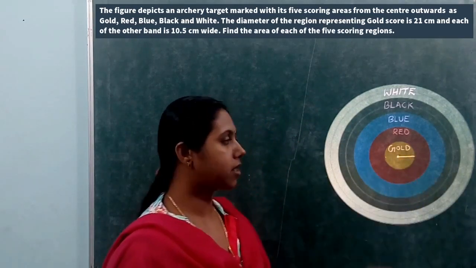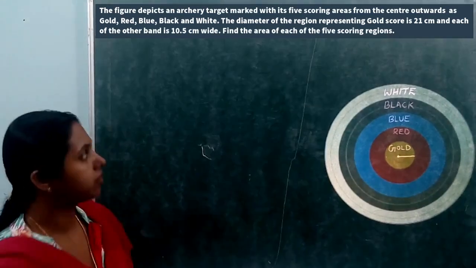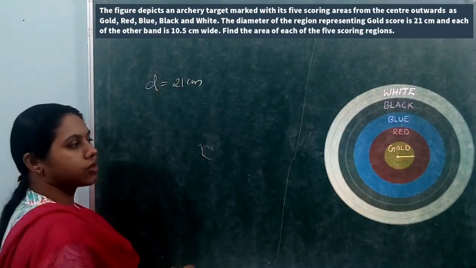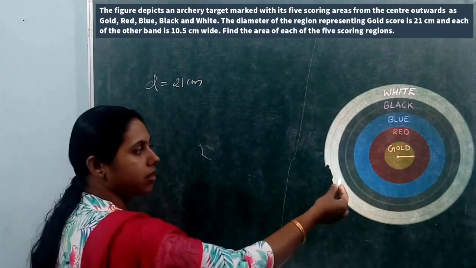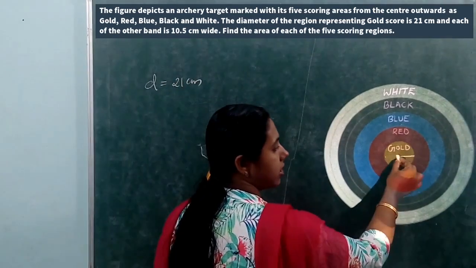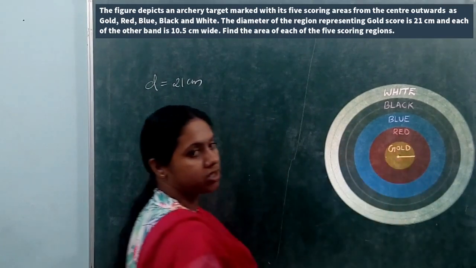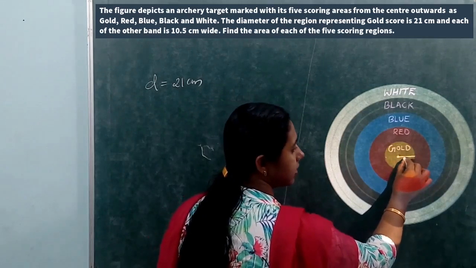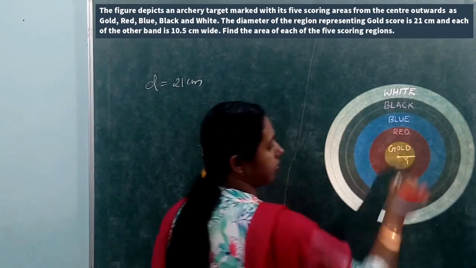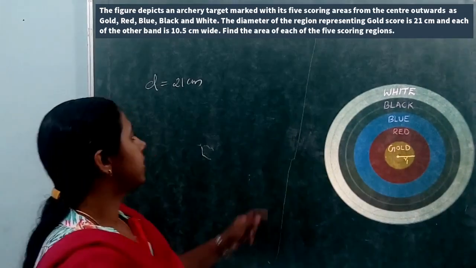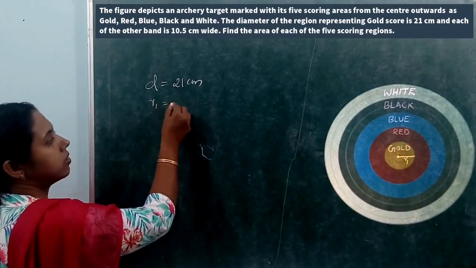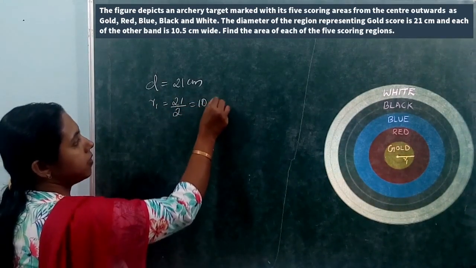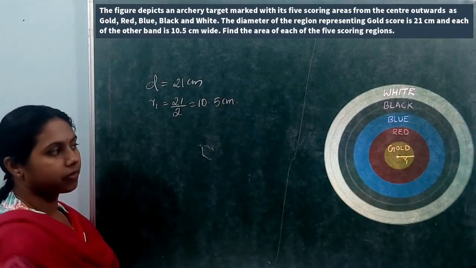Diameter of the region is equal to 21 centimeters, given. So the radius of the gold region is equal to half of the diameter, that is equal to 10.5. You can mark this radius as R1. So this R1 is equal to half of this diameter, that is equal to 10.5 centimeter.